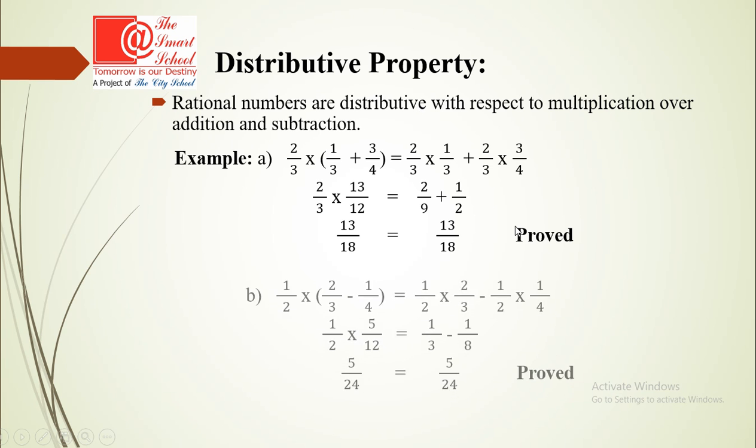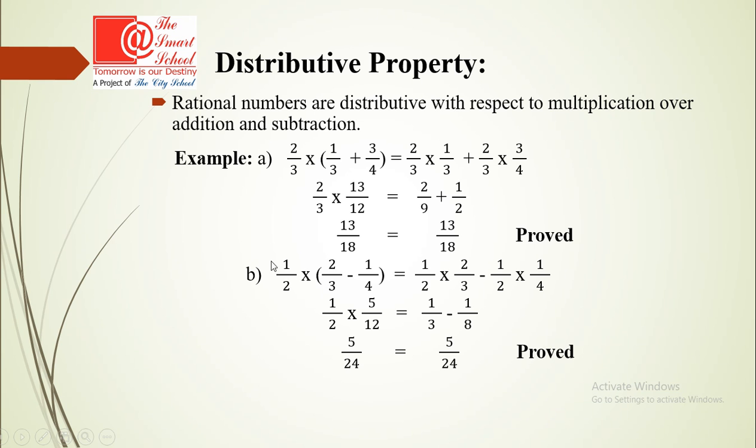Now we will check over subtraction. 1 over 2 multiplied by, inside the bracket, 2 over 3 minus 1 over 4. If we make this one group, and 1 over 4 with 1 over 2 another group, so it is 1 over 2 multiplied by 2 over 3 minus 1 over 2 multiplied by 1 over 4.